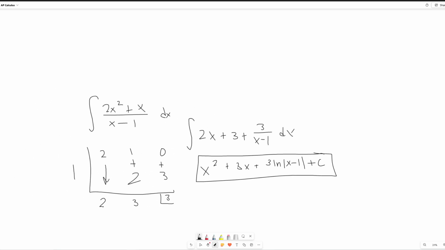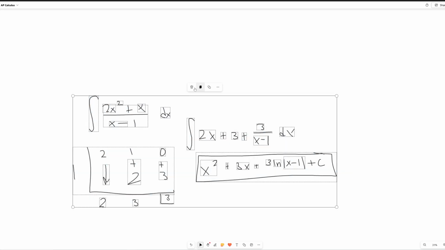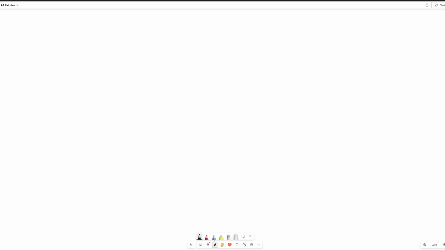This method is very occasionally on the test, but it is quite niche, so I'm only briefly going over it. The other method is completing the square. So if I have something like 1 over x squared minus 4x plus 7, now I can't u-sub, obviously, there's nothing up here to cancel it out, but here's what you need to recall.